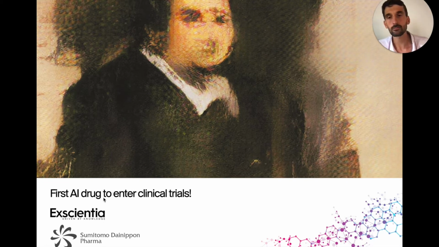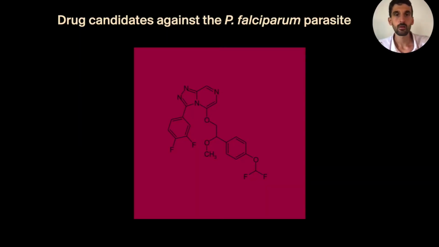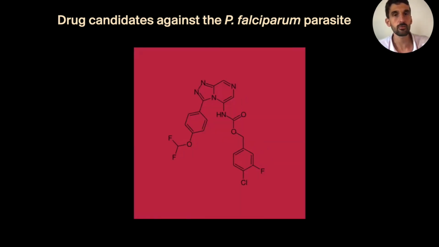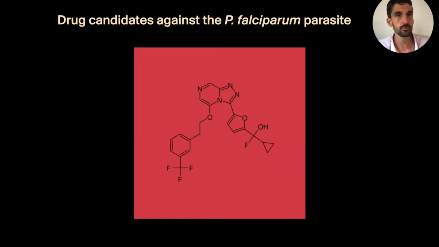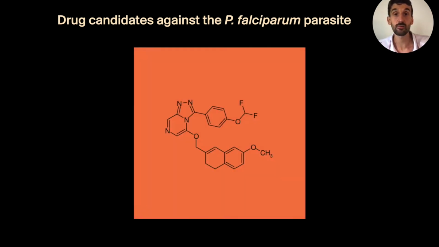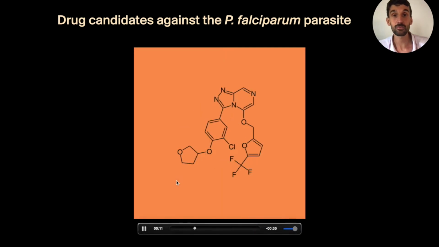And a major achievement in this regard is a drug completely generated by an AI that has entered clinical trials. This happened last year from this company called Exscientia. So again, when at Ersilia we saw this kind of algorithms coming up, we immediately applied them to the generation of new candidates against the Plasmodium falciparum parasite, the causative agent of malaria. And here you can see some examples.